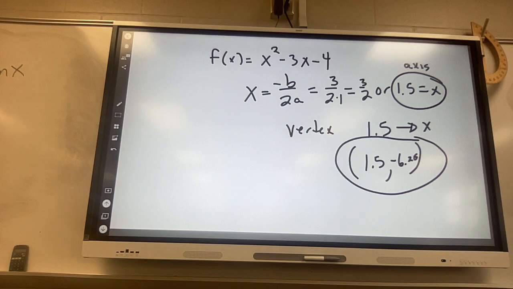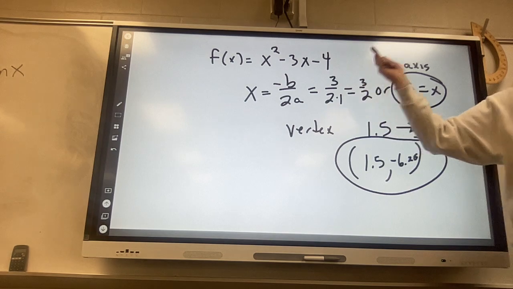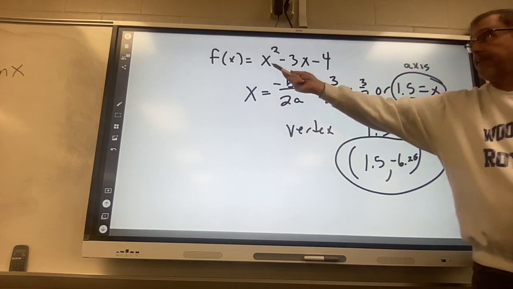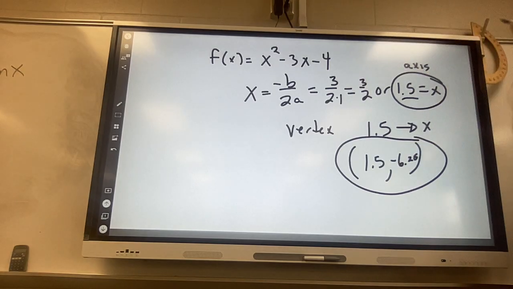How did you get that point, this 6.25? We took this 1.5 and we put it into this original equation. Or were you here yesterday? It's really easy. Or there's a fancy way in the calculator I can show you later. But basically we just did 1.5 squared minus 3 times 1.5 minus 4. So that's how that calculation was gotten.